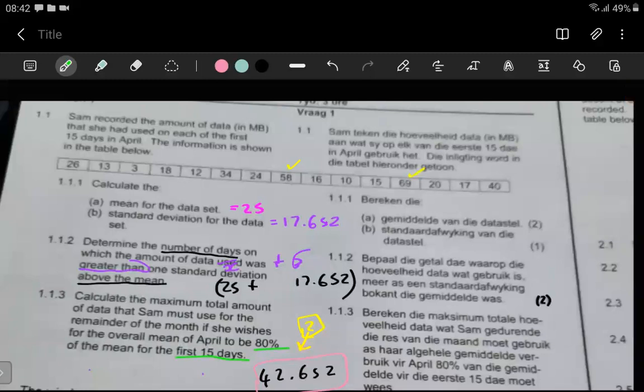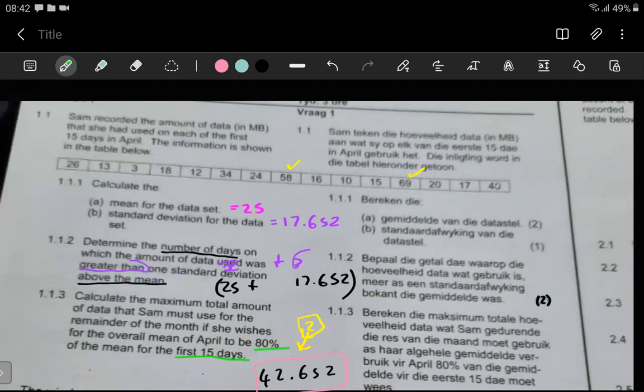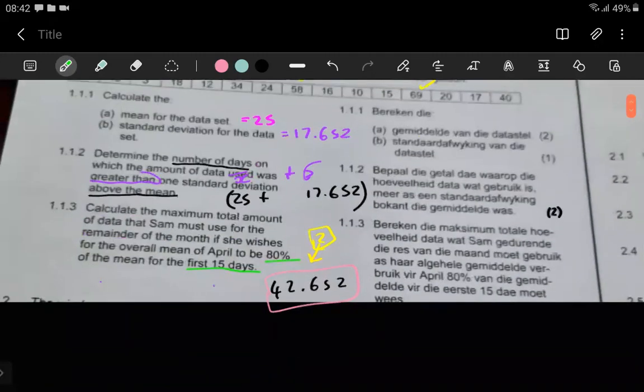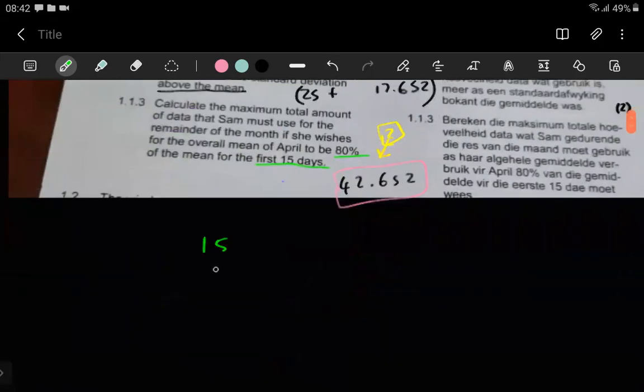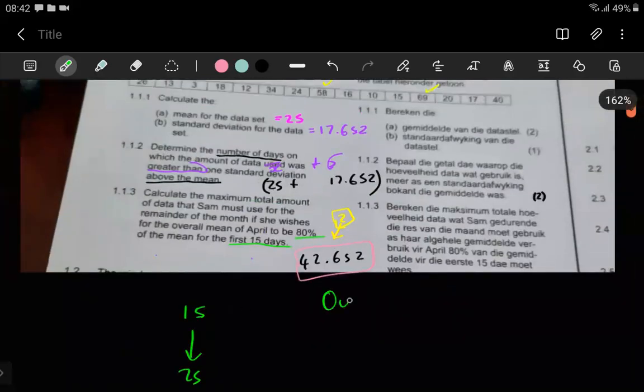So remember, what we know is April is going to have 30 days, right? That is normally what we can use. We know this is 15 days. So for the first 15 days the mean is 25. We want the overall mean to be equal to 80% of 25.